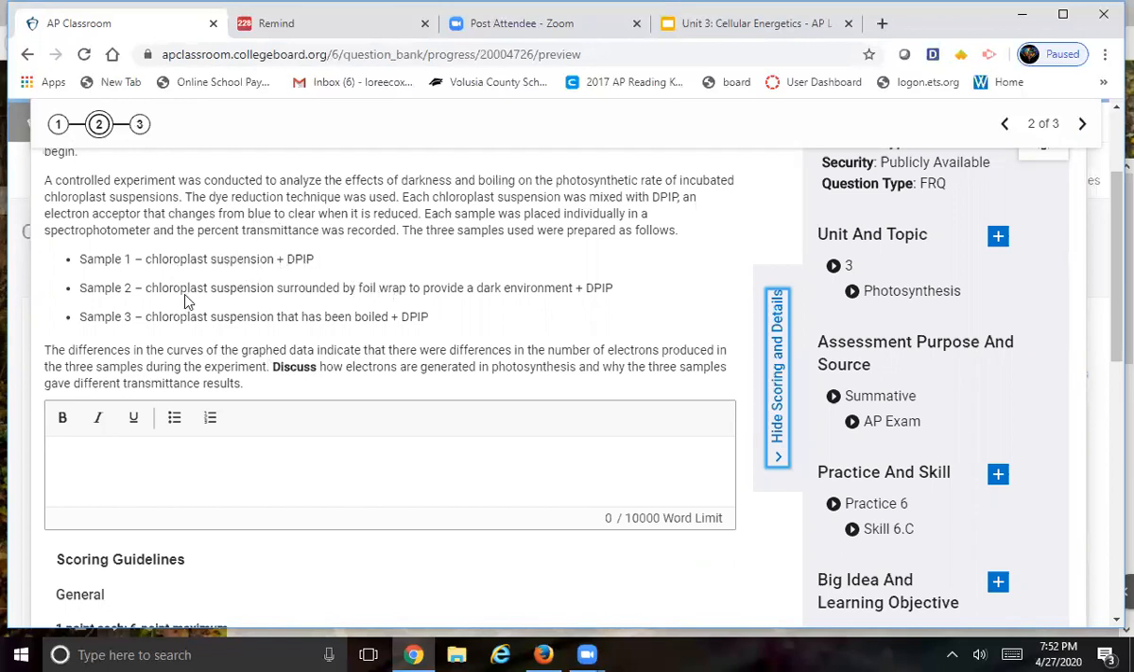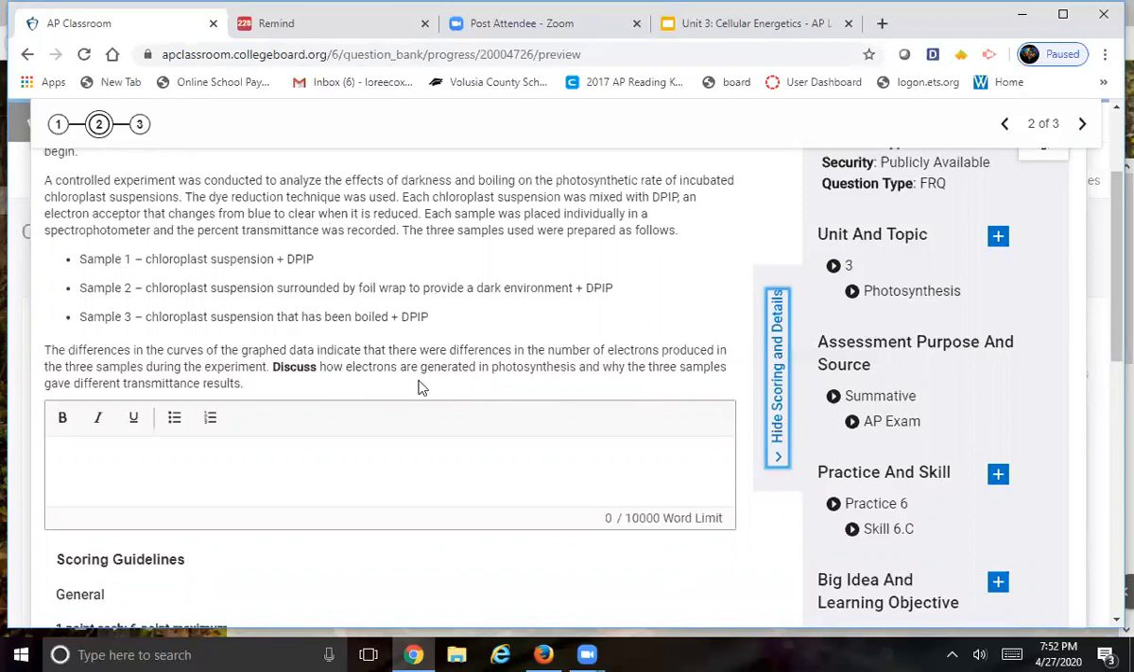Because we have lots of electrons being generated from photosynthesis happening. Okay. Next, chloroplast suspension surrounded by foil to provide a dark environment. This is going to have a very low transmittance, right? Very low transmittance because it is still mostly blue. Not a lot of electrons have been donated or reduced, right? So it's not turning to clear.